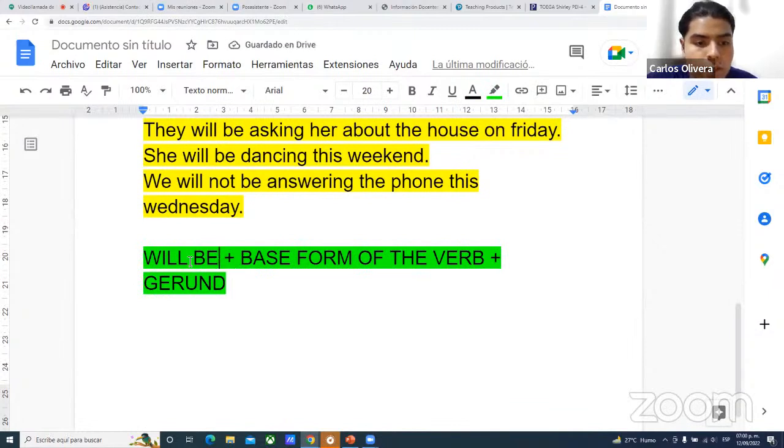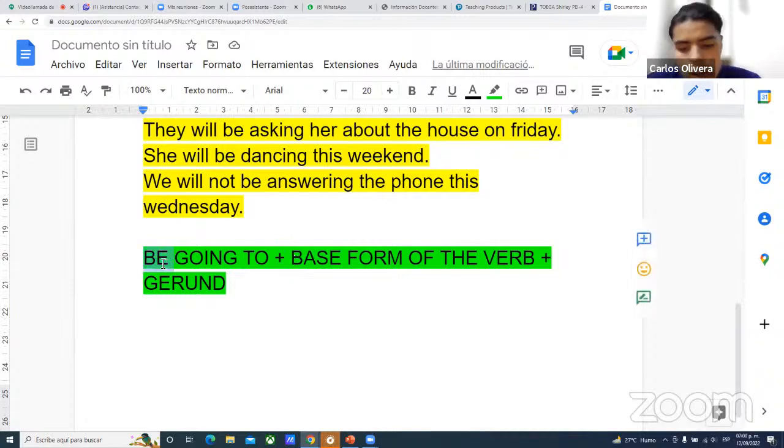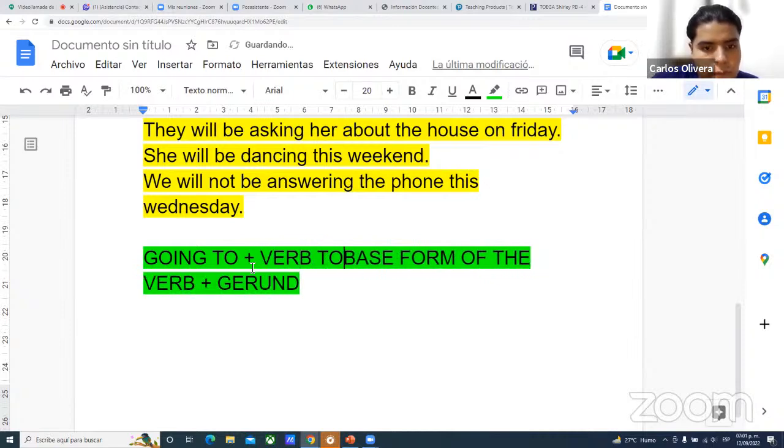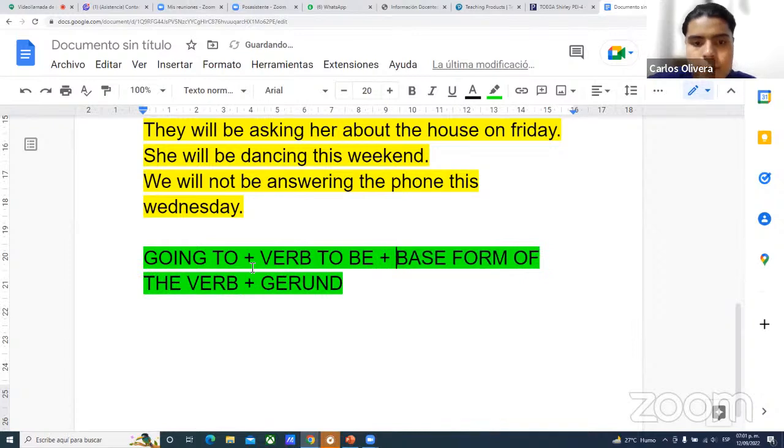You can also use, alternatively, be going to plus verb to be plus the base form of the verb plus gerund. They're going to be. So look at this order structure here. Okay, this is an alternative. Surely you can also use it like this.